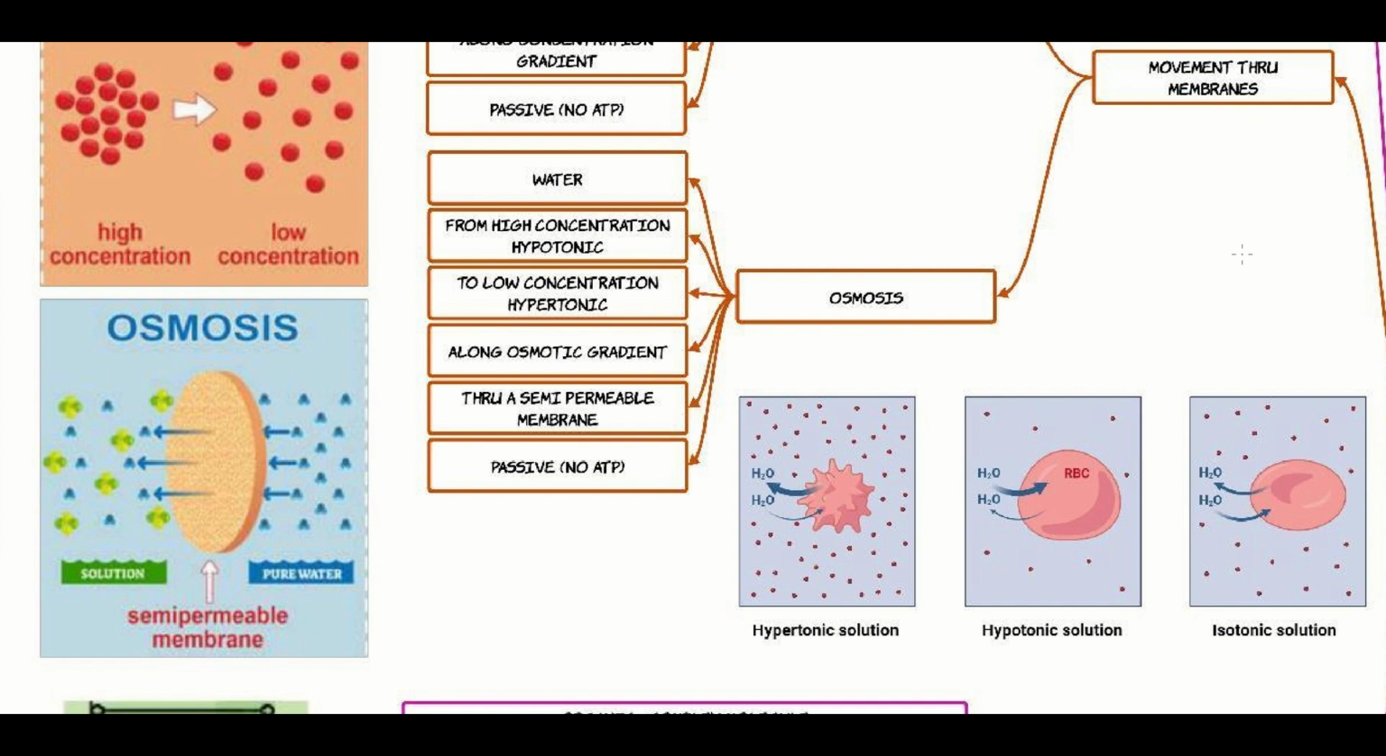And here we have a little diagram on the right-hand side showing what happens when you put a red blood cell into a hypertonic solution. It shrivels up in a process we call crenation. When it's in a hypotonic solution, it will swell and may burst in a process we call lysis, and in an isotonic solution, it should stay the same.